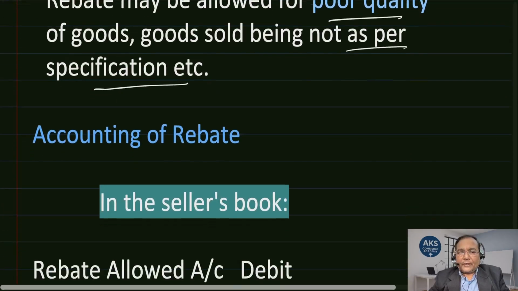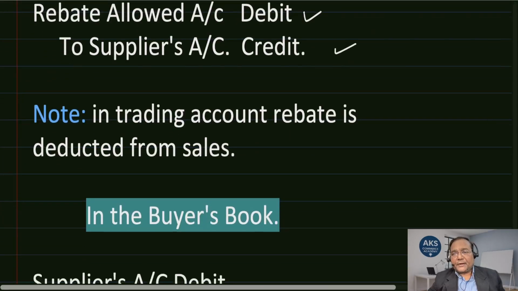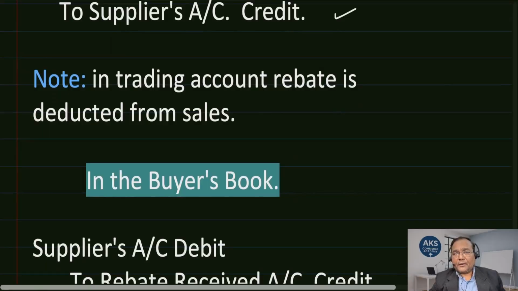Now, accounting of rebate, how it is done. Let us see in the seller's book. If we understand both the books, it becomes easier. So rebate allowed account for the supplier or seller: rebate allowed is an expense, hence it is debited, and the supplier account by that amount gets credited. In the trading account, rebate is deducted from sales.